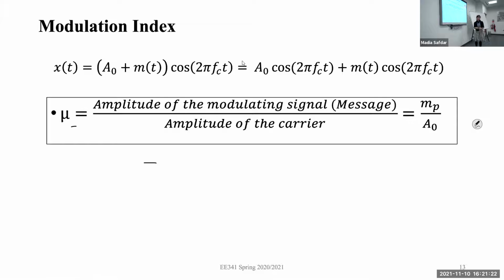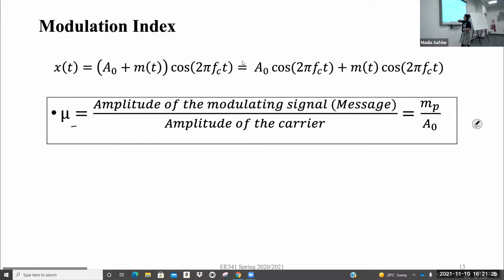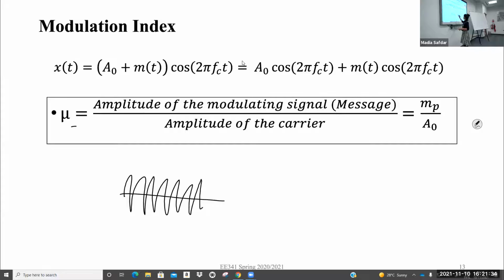So modulation index. Does anyone have an idea what this is? We are doing the amplitude modulation. For example, if my signal is like this, then with the amplitude modulation the amplitude of the carrier will vary like this. So this modulation index will tell how much variation in the amplitude will occur. And its value ranges between 0 to 1.